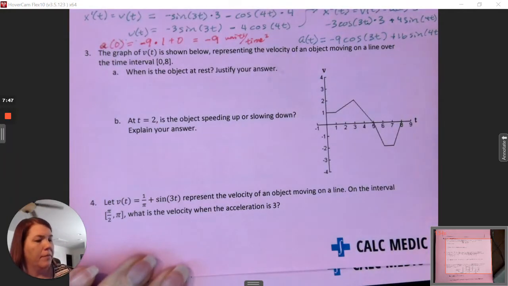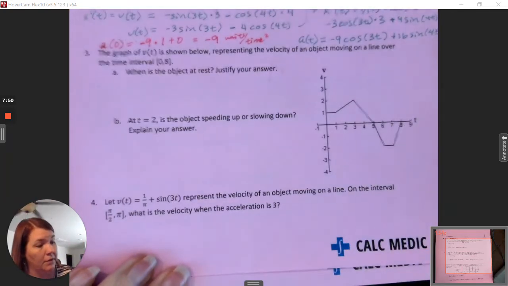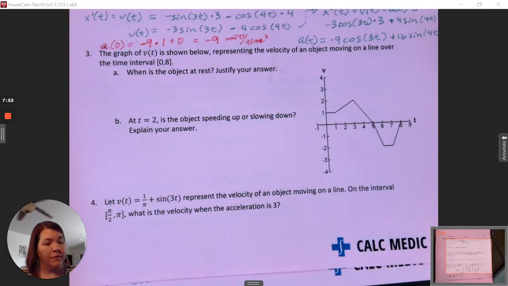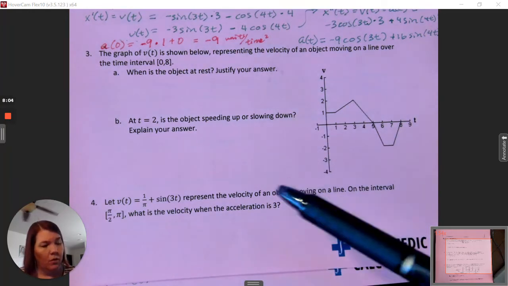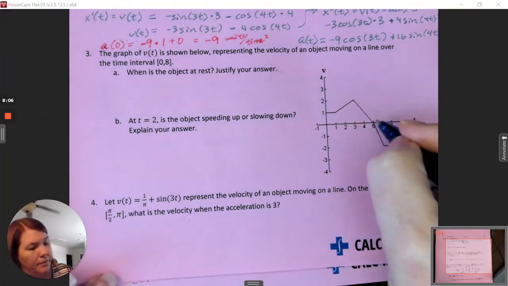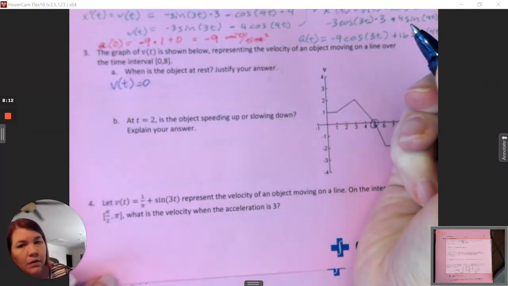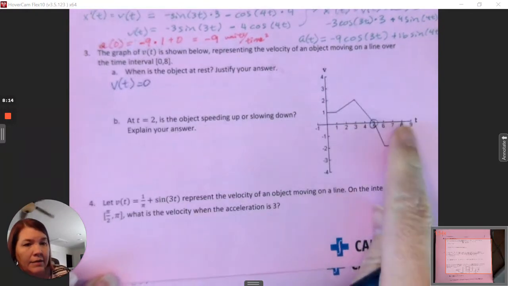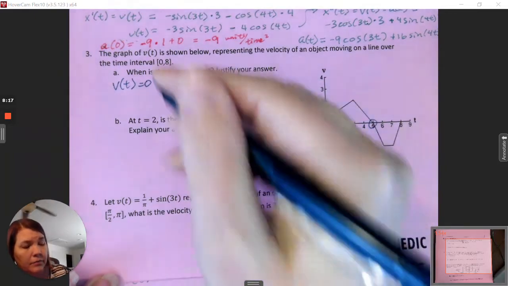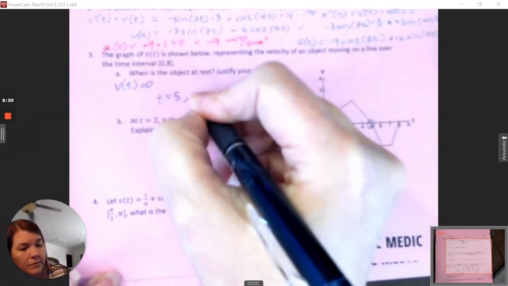All right, number 3. The graph of v of t is shown below, representing the velocity of an object moving on a line over the time interval from 0 to 8. When is the object at rest? Justify your answer. So the object is at rest when v of t equals 0. So it's equal to 0 at 5 and 8, since 8 is included, and those are the two places where it's equal to 0.